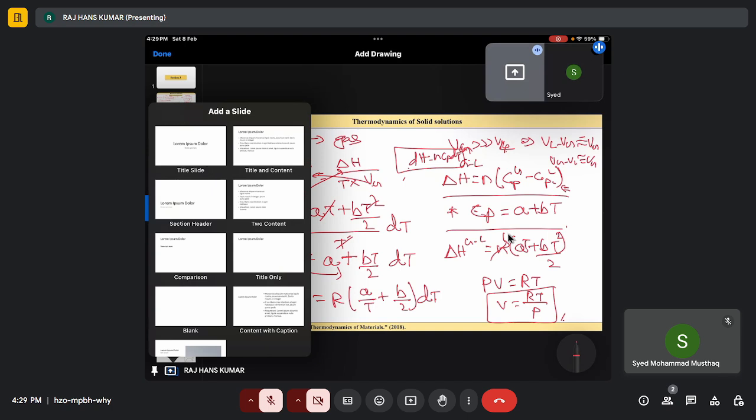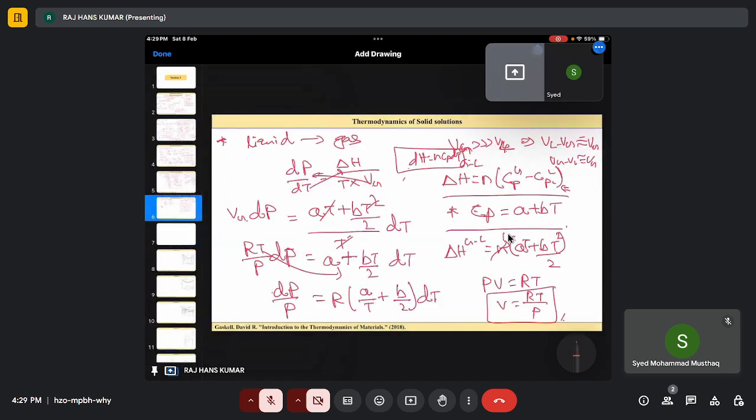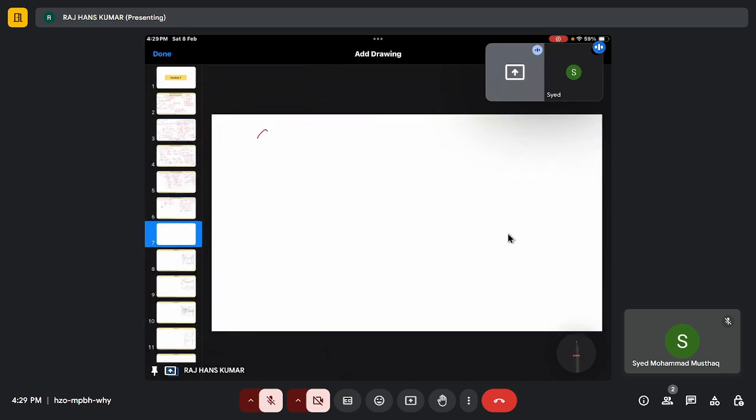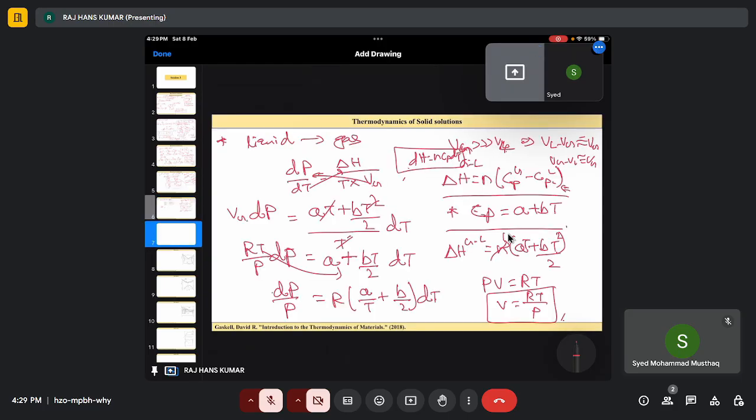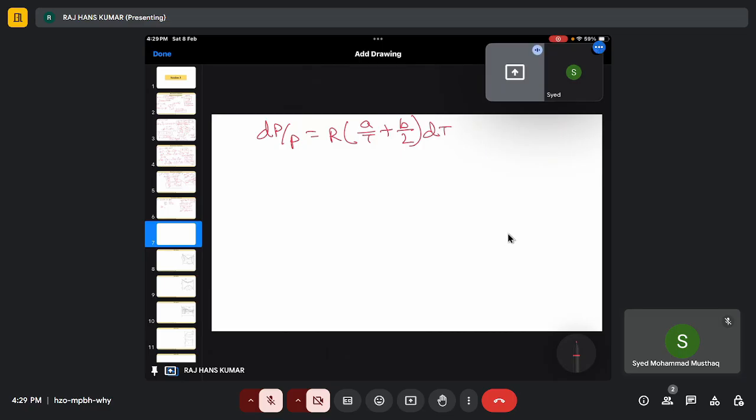Now let me have one more slide. Sorry. This was our equation. Let me write it again. dp by p, which is equal to r times a by t plus b by 2, integral of dt. Now integrating both sides, the constant comes out.